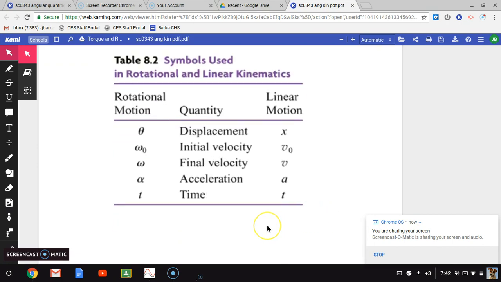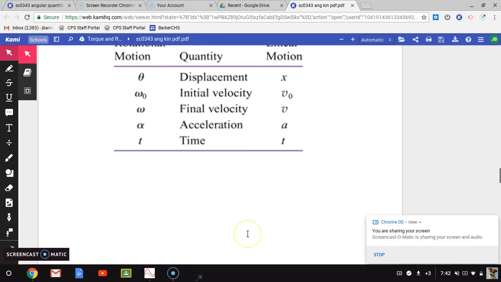Again, another reminder: for every rotational quantity, there's a linear quantity, and they correspond. For displacement, we have x for the linear case and theta for the rotational case. Initial velocity would be v naught; for the rotational case, it would be omega naught. Final velocity would be v; for the rotational case, it'd be omega. The acceleration for the linear quantity would be a, and that would be tangential acceleration here. And in the rotational motion, it would be alpha. And then, of course, time is the same for both.